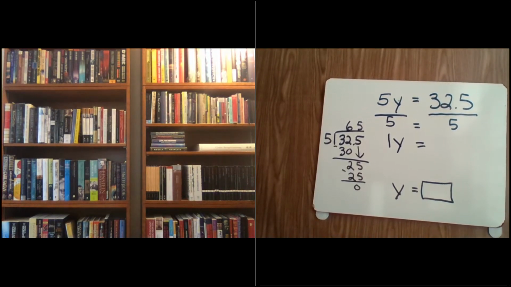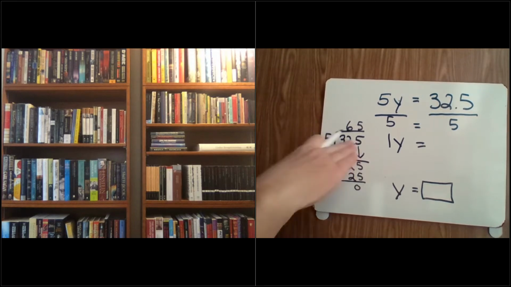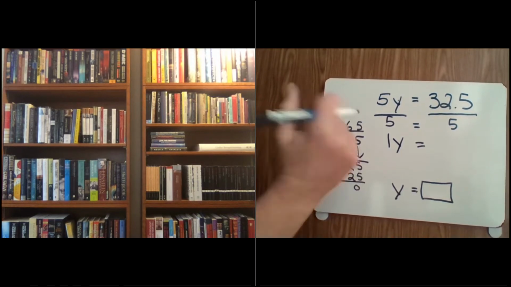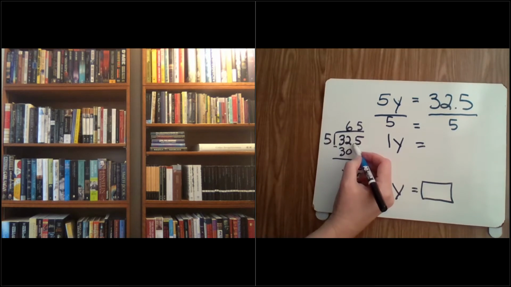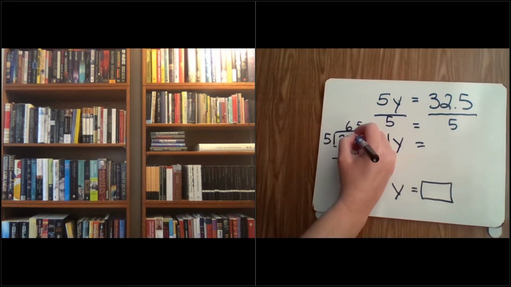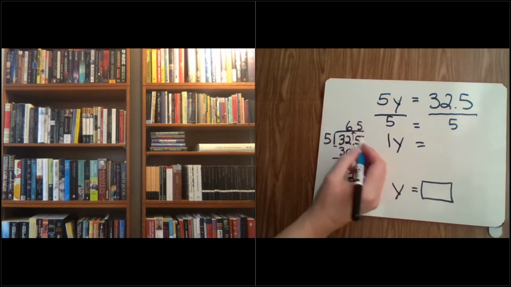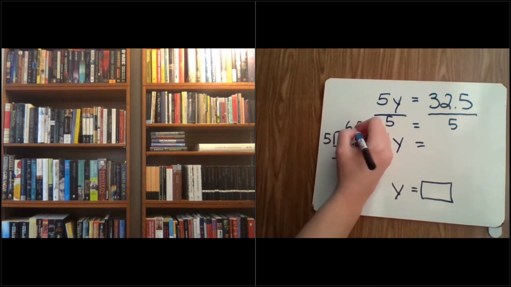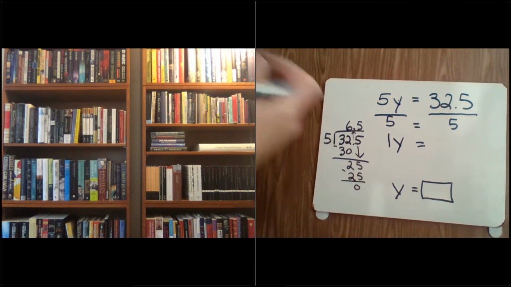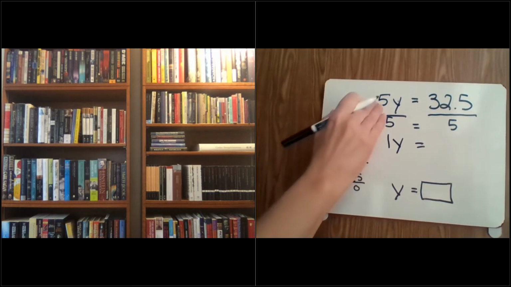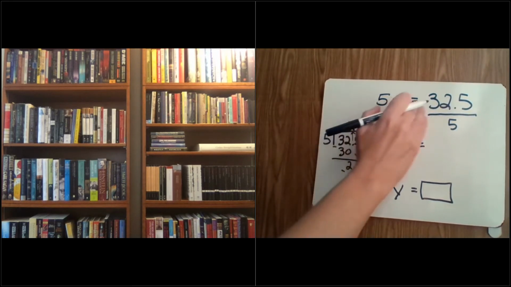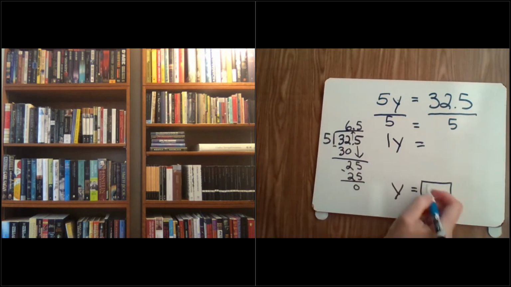65 doesn't sound right. And I realize I forgot to mention one really important step when we're using long division. Before you even start to solve the problem, you can go ahead and place your decimal point where it belongs in the answer. It is directly above its starting position. 6.5, that makes a lot more sense. 5 times 6.5 would equal about 32.5, sure.